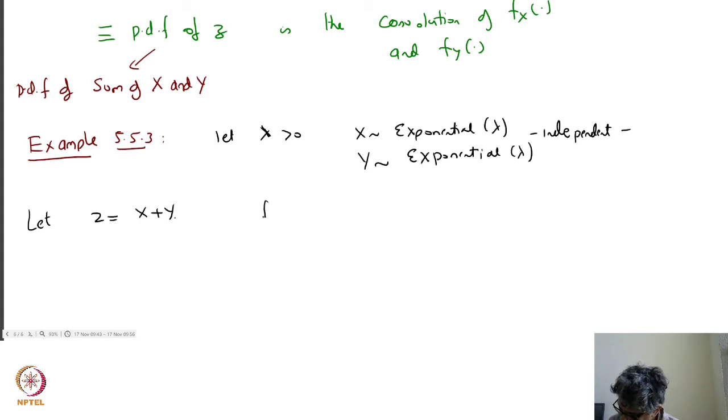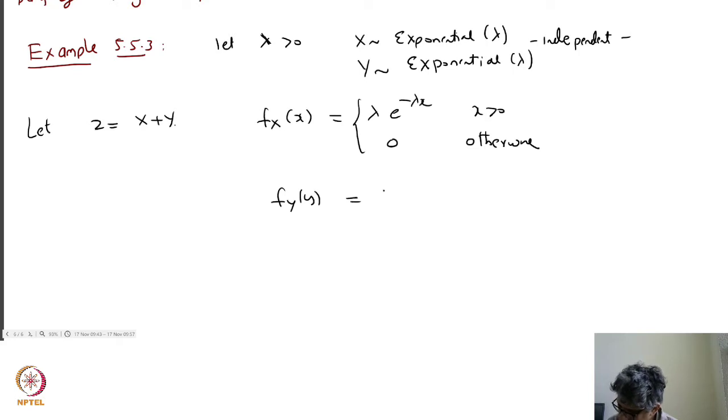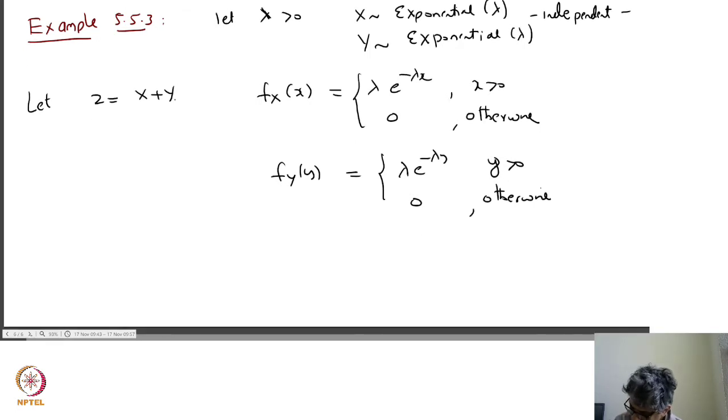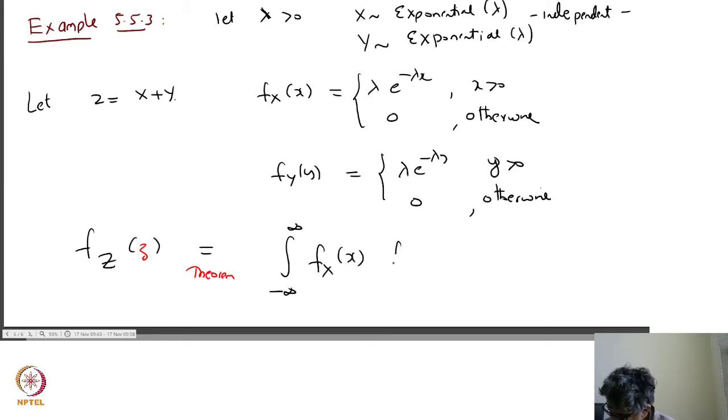Now I know the density of x is lambda e to the minus lambda x when x is positive, and 0 otherwise. That's the density of x. I also know the density of y at the point y is the same: lambda e to the minus lambda y when y is positive, and 0 otherwise. So the density of z, we know from the theorem, is the integral from minus infinity to infinity of f sub x at the point x, times f sub y at the point z minus x, dx.